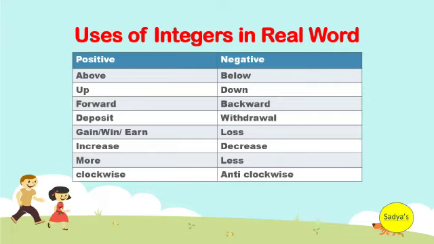For example, if you submit money in bank, you deposit, your bank balance will increase, positive. And if you withdraw money, your bank balance will decrease, negative.